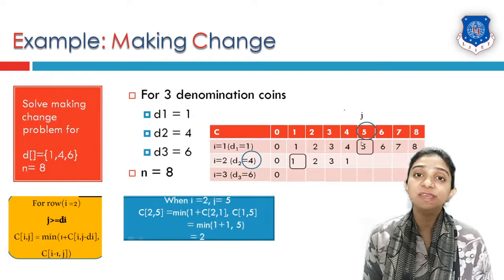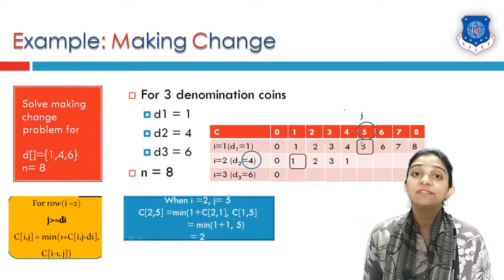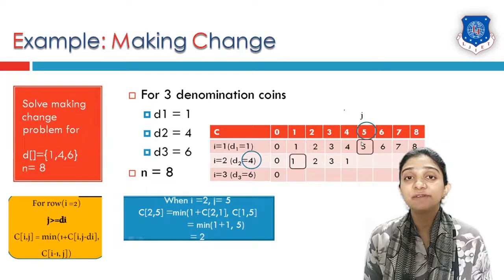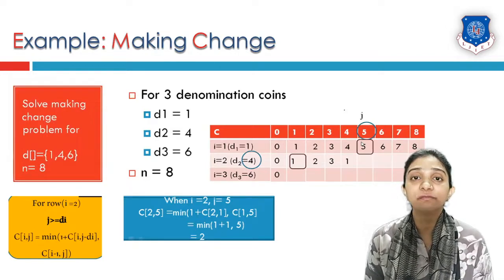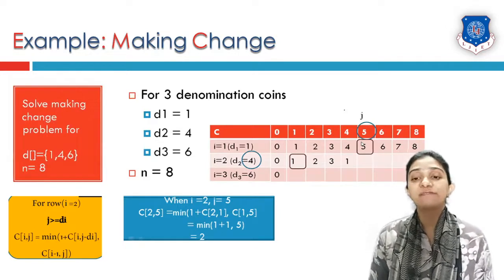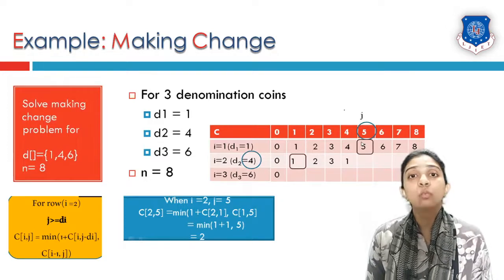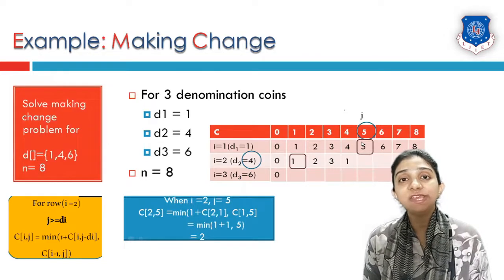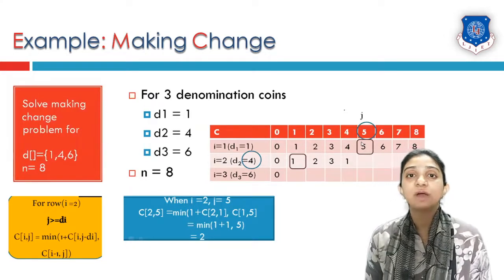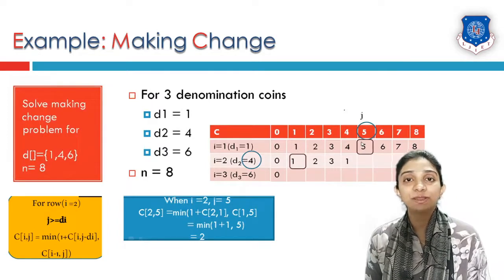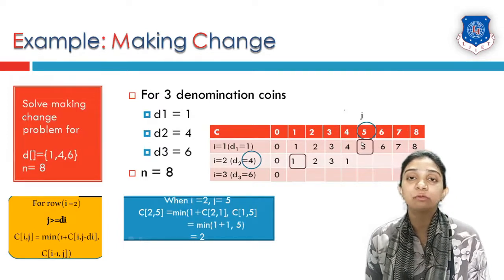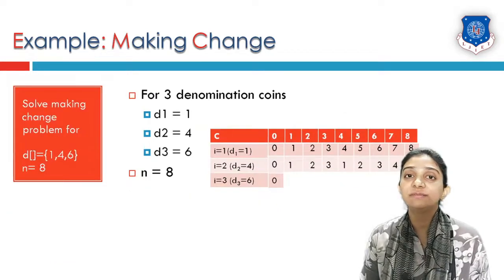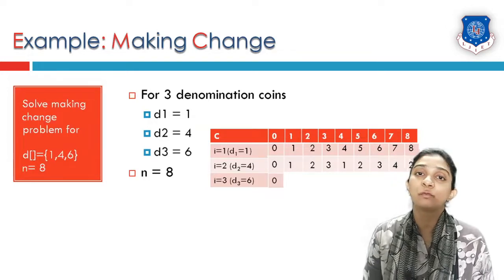Now when cell number 2 comma 5 is there, when j is 5, that means 5 is greater than denomination coin 4. So C of 2 comma 5 is equal to minimum of 1 plus C of 2 comma 1 and C of 1 comma 5. So out of these two values, 1 plus 1 is 2, and the minimum value out of 2 and 5 will be 2 itself. So values will be substituted similarly for the remaining cells of row 2.